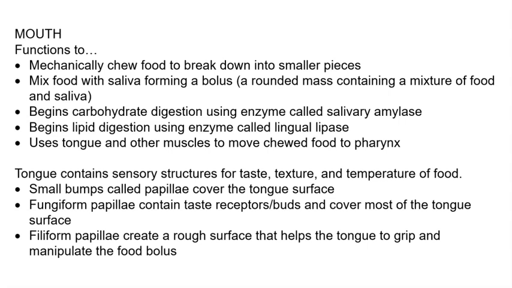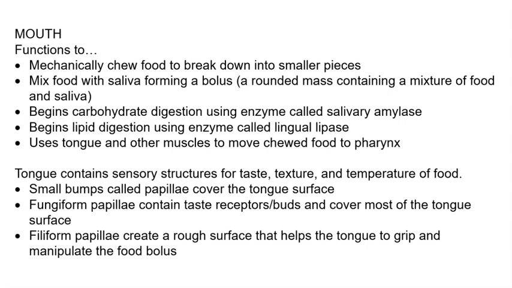Primarily in the mouth, we'll examine the tongue, which contains numerous sensory structures for taste, texture, as well as temperature of food. The tongue itself is coated with small bumps that are called papillae. Several of the papillae, called the fungiform papillae, contain the taste buds or the taste receptors, and we find that they cover a good majority of the tongue's surface.